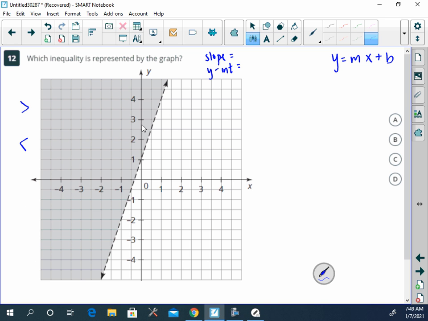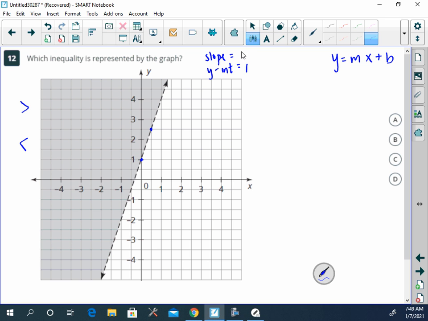So to figure out the y-intercept, it's where it crosses the y-axis. So this one here crosses the y-axis right here at 1. So that'll be my b value back there. And then I've got to figure out my slope. So I always start with the y-intercept, and then I try to make a triangle that crosses at another corner. So right here is where my triangle is going to be. I'm going up 1, 2, 3 over 1.